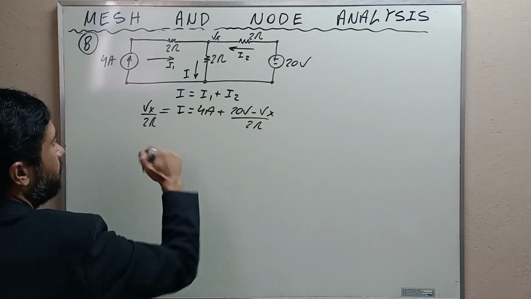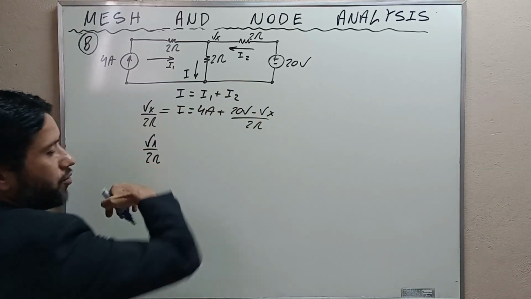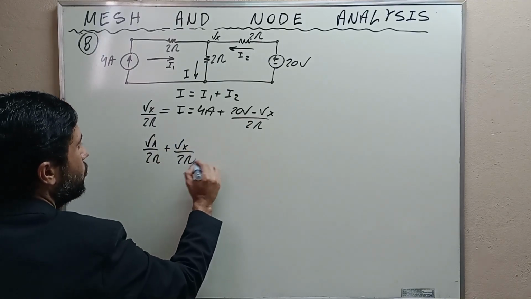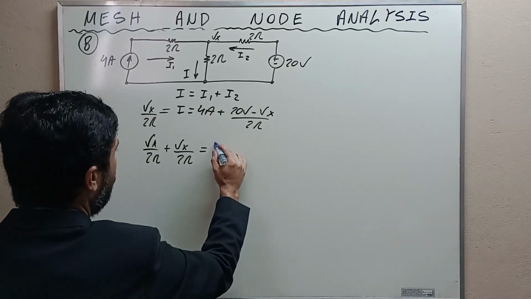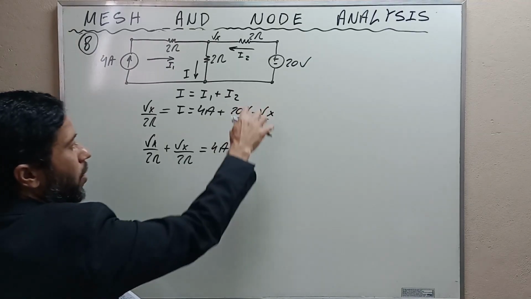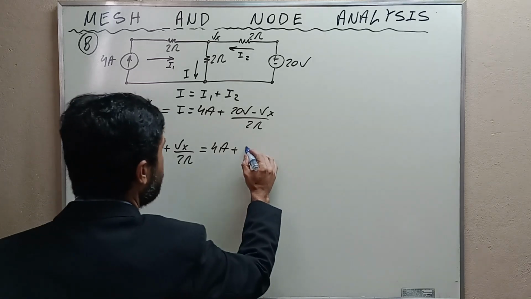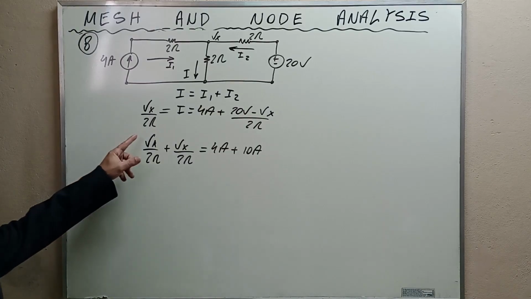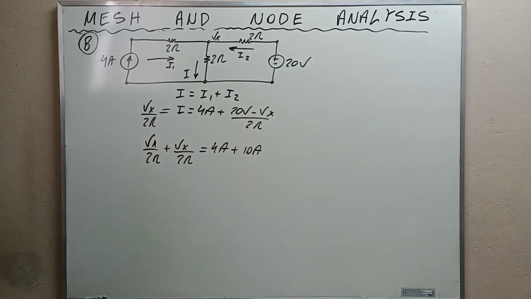Let's pass this to this side. It is Vx over 2 ohms. Passing this negative to the other side, it becomes positive, plus Vx divided by 2 ohms, and this is equal to 4 amps plus 20 volts divided by 2 ohms is equal to 10 amps, okay? Vx over 2 plus Vx over 2 is equal to Vx.